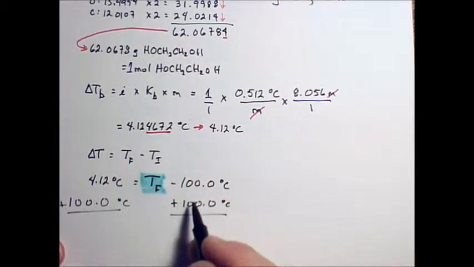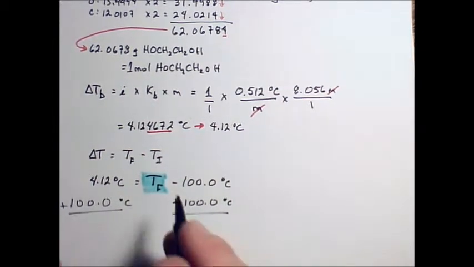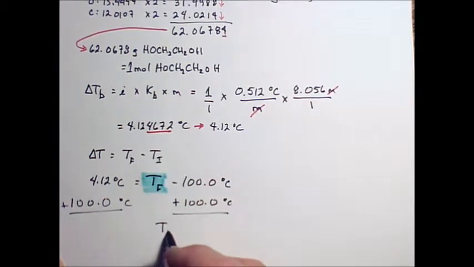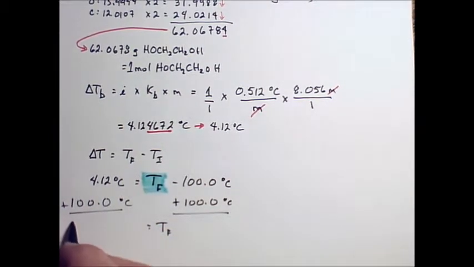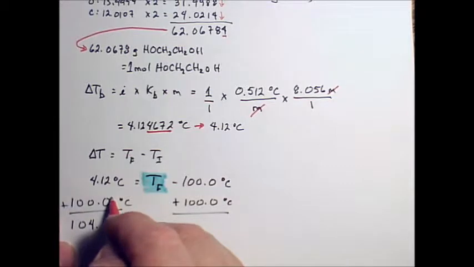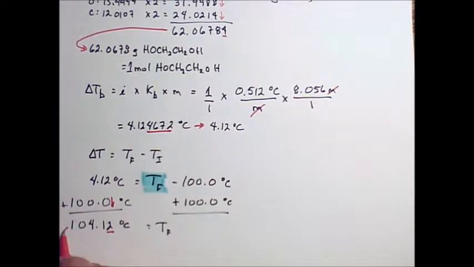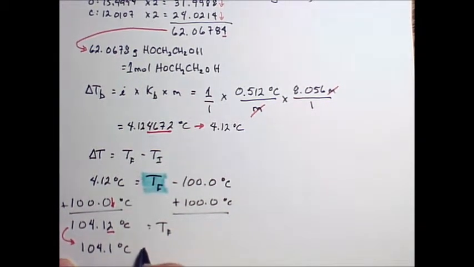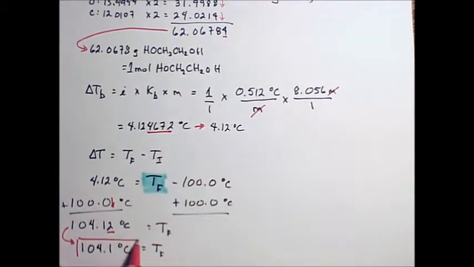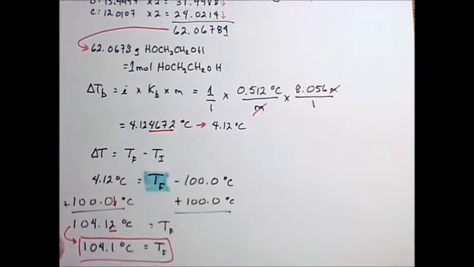That gets rid of this number entirely. This negative number plus this positive number gives us 0, and all we have left is T sub F. Over here, we've got 104.12 degrees C. Again, we've got an empty slot, so we've got to round off that last digit. Our final answer, after we round it off, is 104.1 degrees C. And that's the final boiling temperature for this particular solution. Okay? Any questions?